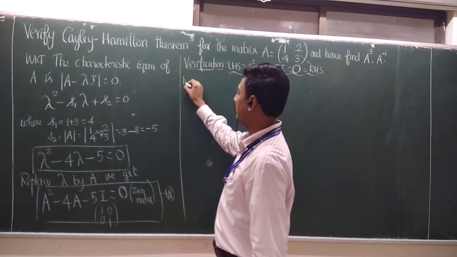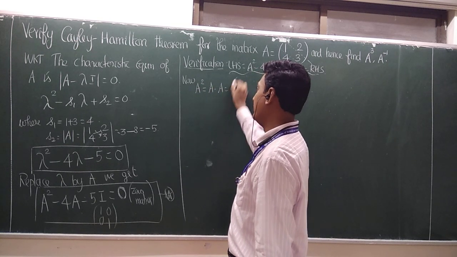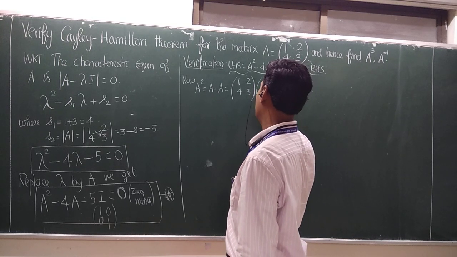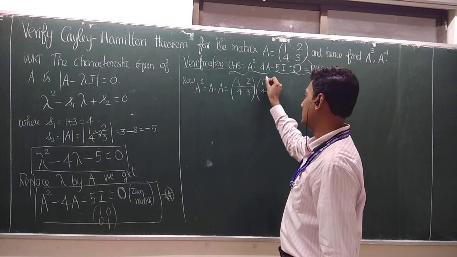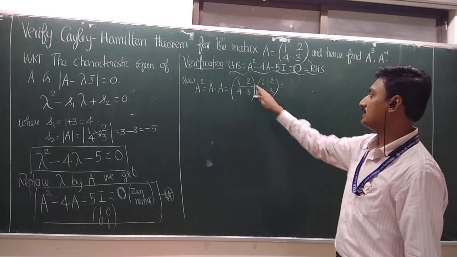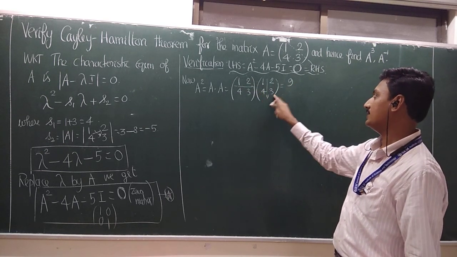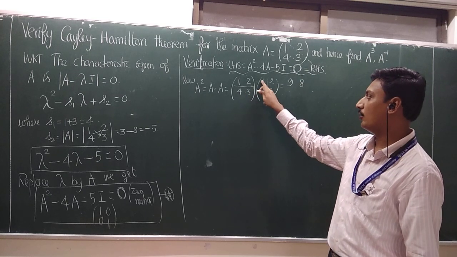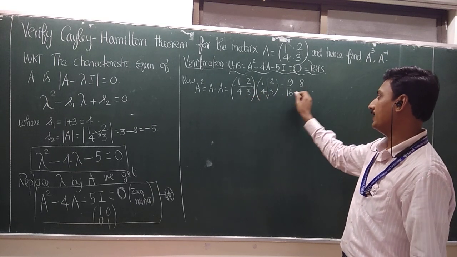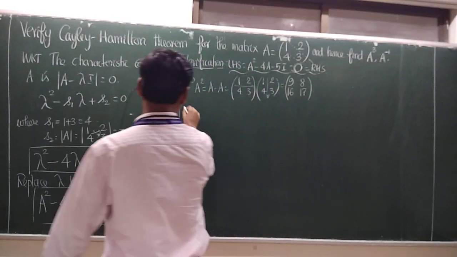Now find out A squared first. A squared is equal to A into A. So A is [1, 2; 4, 3] into [1, 2; 4, 3]. As we know the matrix multiplication: 1 1s are 1, plus 2 4s are 8, that is 9. 1 2s are 2 plus 2 3s are 6, so it is 8. 4 1s are 4 plus 3 4s are 12, so it is 16. 4 2s are 8 plus 9, it is 17. So that is the A squared value. Now I would like to verify the theorem.